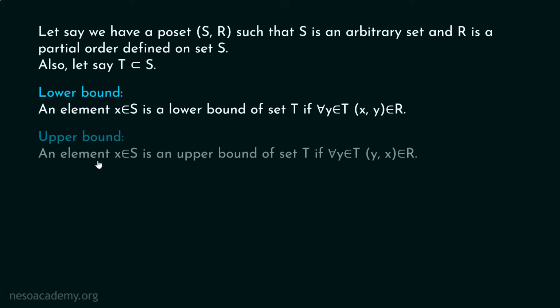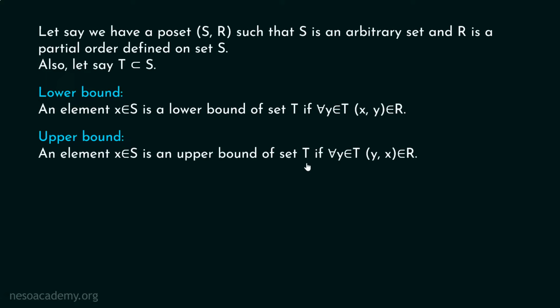And what about upper bound? An element X belonging to S is an upper bound of set T if for all Y belonging to T, (Y, X) belongs to R. This simply means that every element of T must be related to X. Then we can say X is an upper bound of set T.